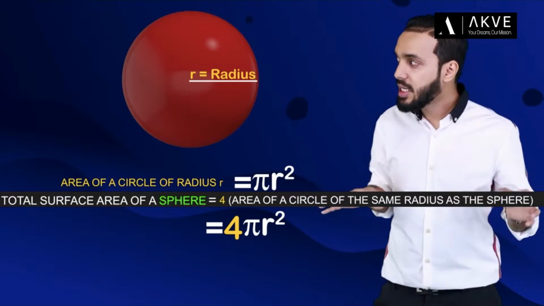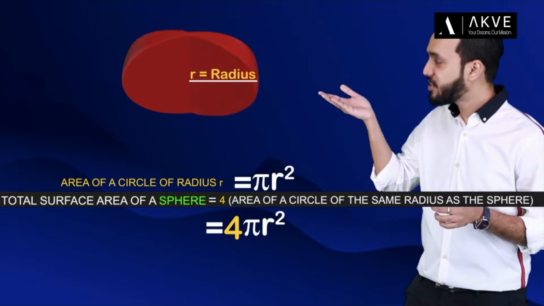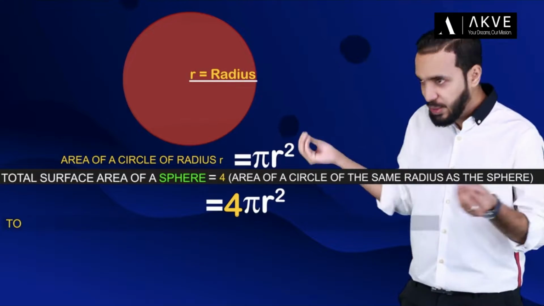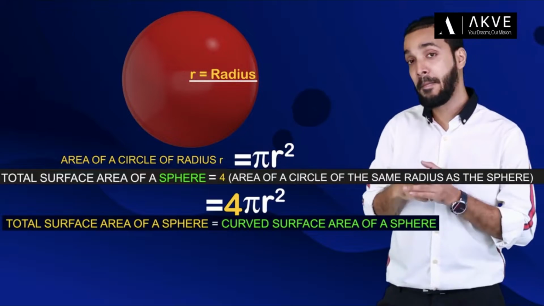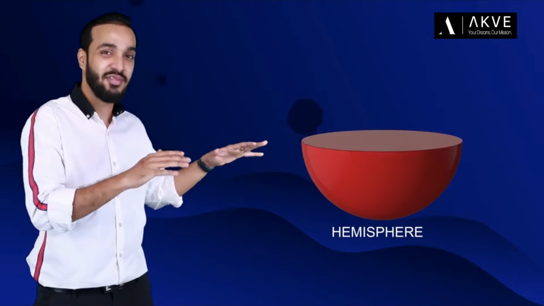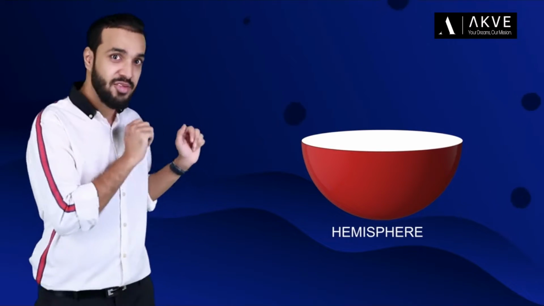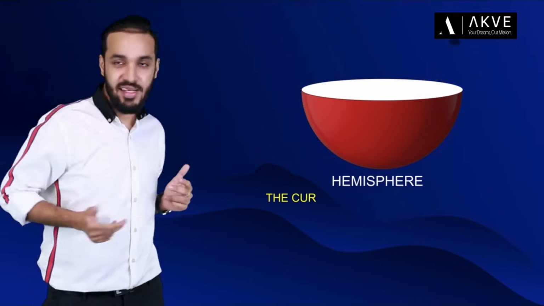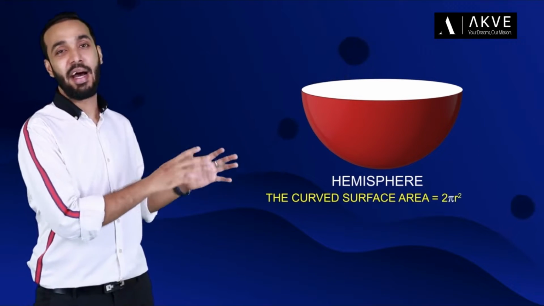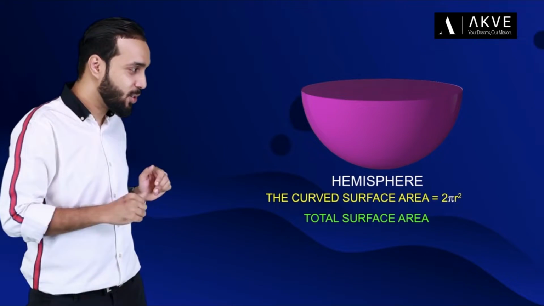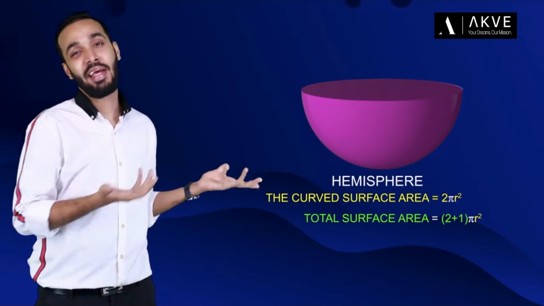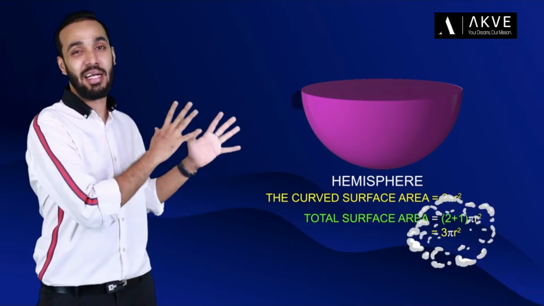Now, because the entire surface of a sphere is curved, its total surface area is the same as its curved surface area. But the same does not hold true in case of a hemisphere because of this flat base. For a hemisphere, its curved surface area is equal to 2 pi r squared and its total surface area is equal to 2 plus 1, that's 3 pi r squared.